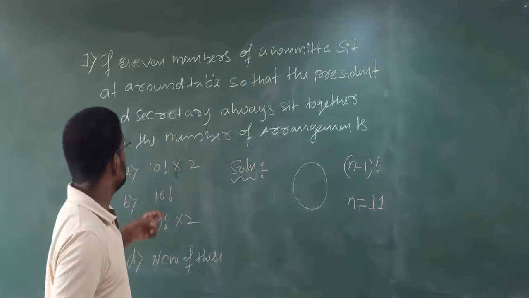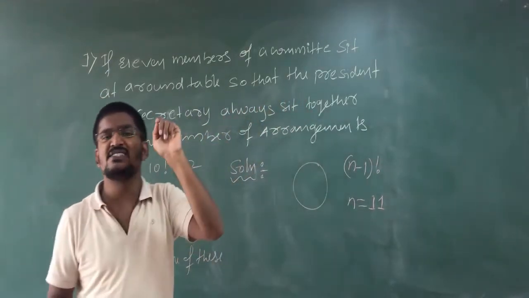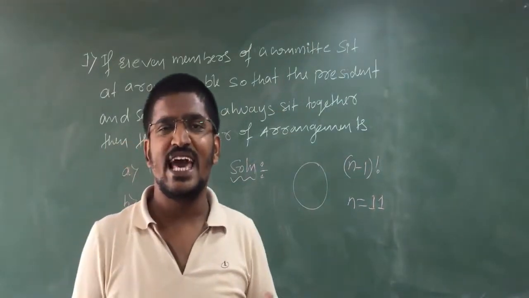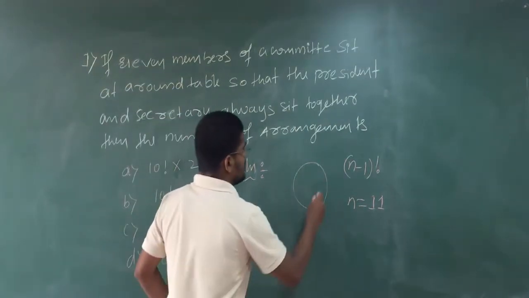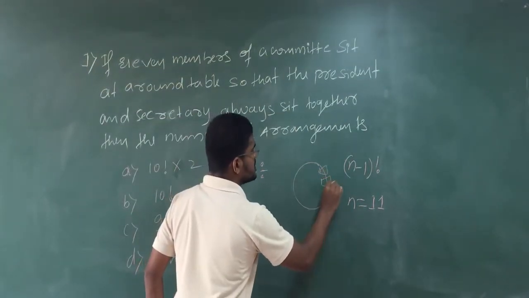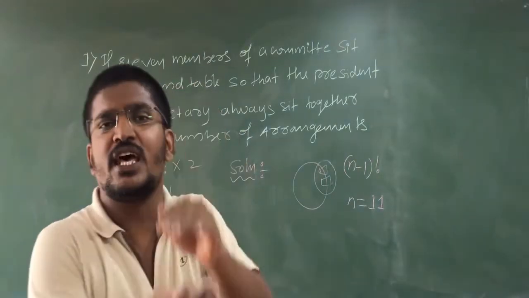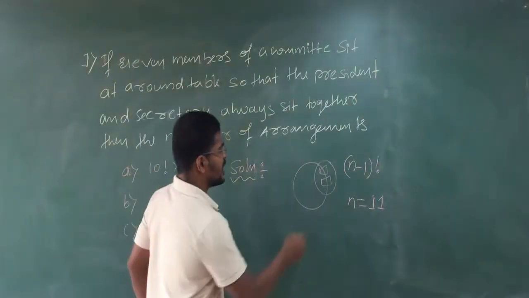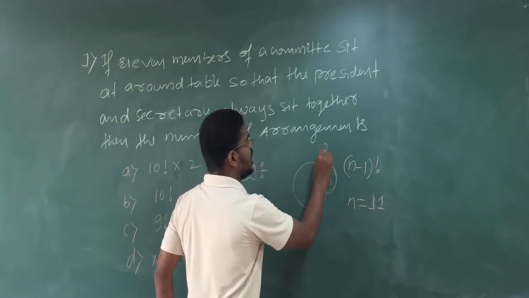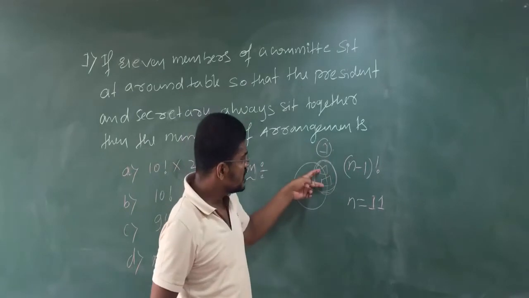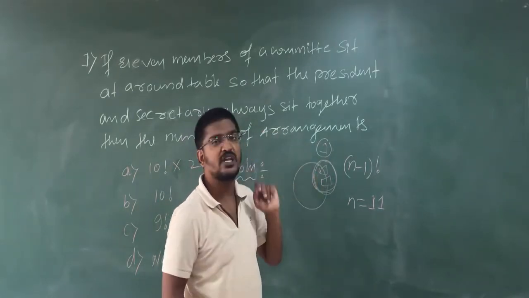But the president and secretary are always together. That means they have to sit side by side always. That means two places are reserved. Those two places are always together. That means by combining these two places, it is considered as only one. Clear? These two are combined to be one place because of the secretary and the president.